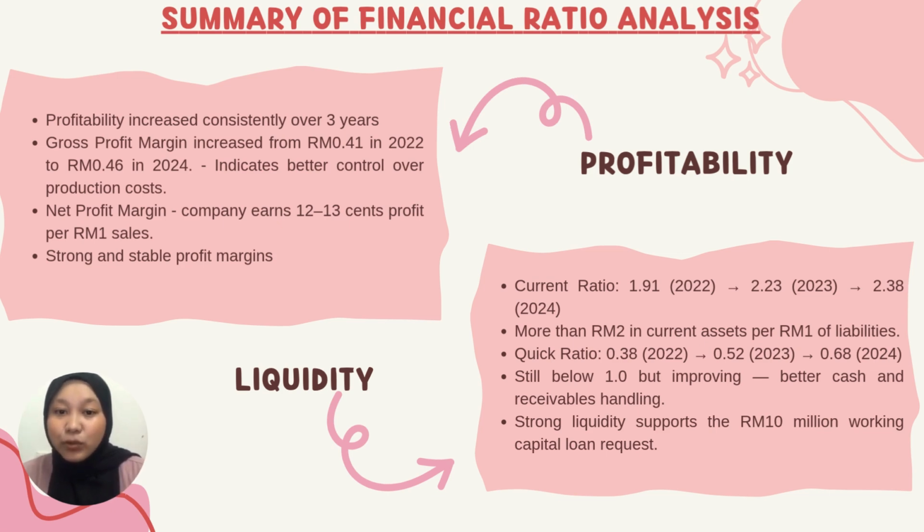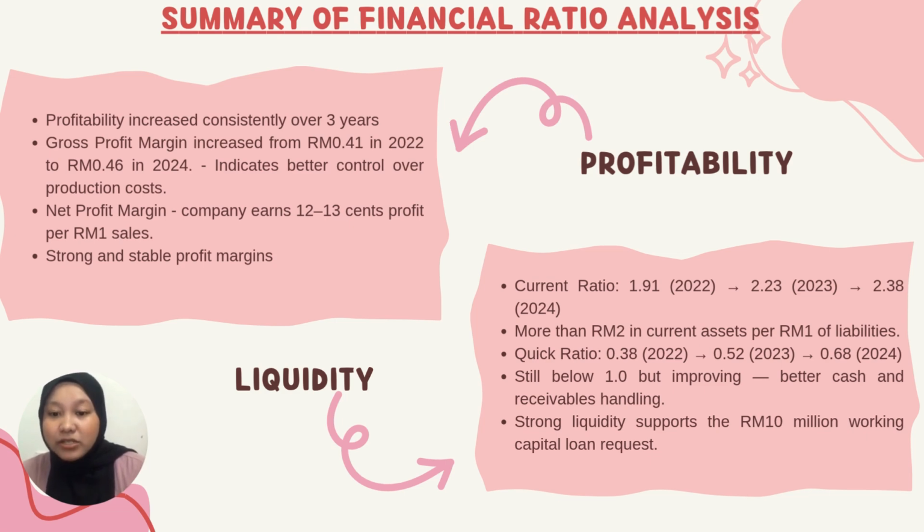Next is liquidity. The company current ratio improved from 1.91 in 2022 to 2.38 in 2024. This means that Mr. DIY has over RM2 in current asset for every RM1 of liabilities. This shows a strong position of liquidity.